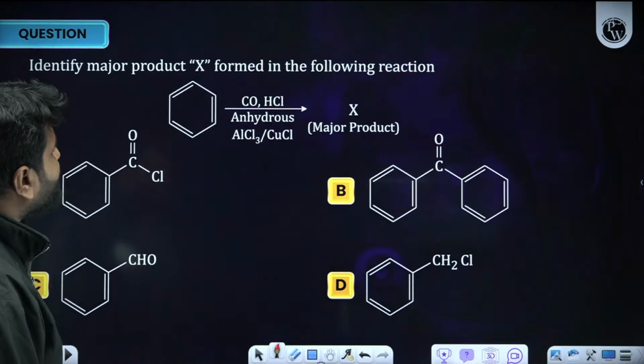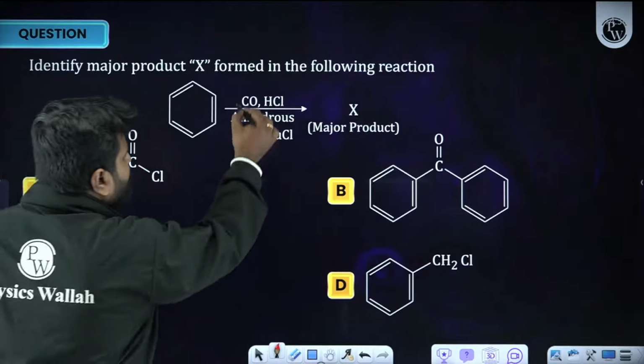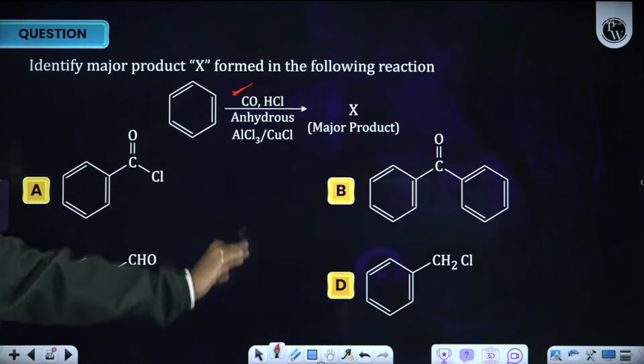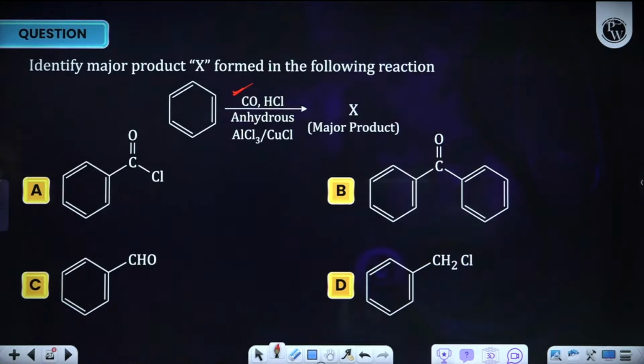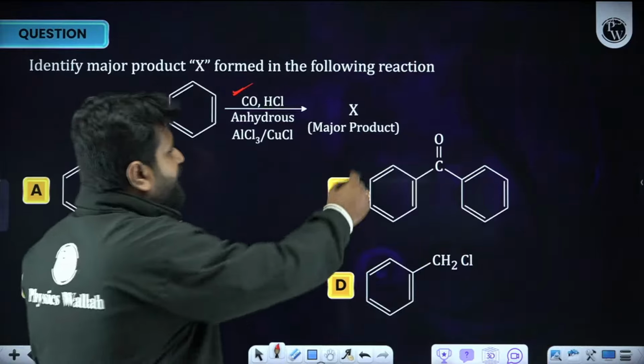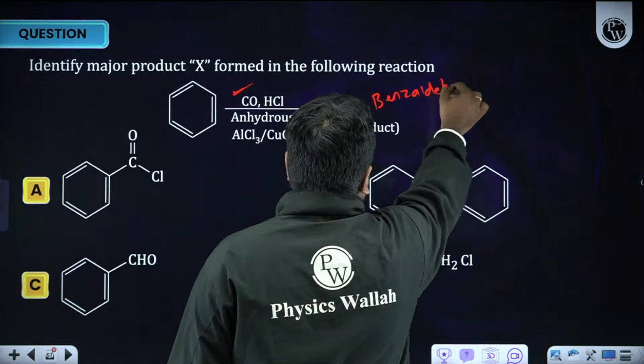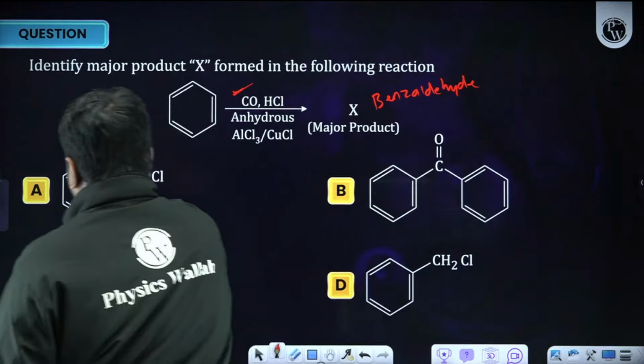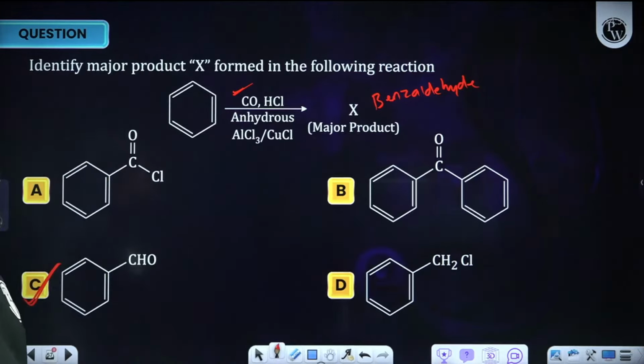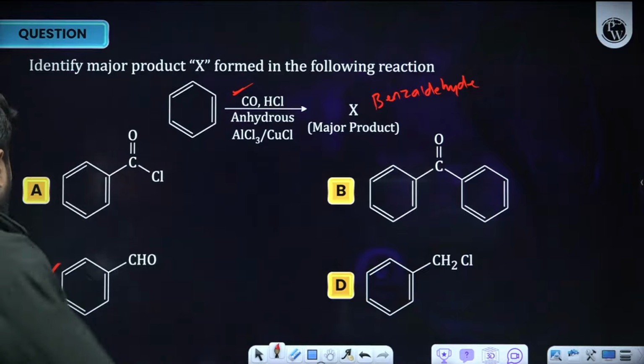Next question. Identify major product X formed. Just now we discussed CO, HCl in presence of anhydrous AlCl3. What will we be getting? Product X will be benzaldehyde. We know this very well. Right? So option C will be the correct answer, benzaldehyde.